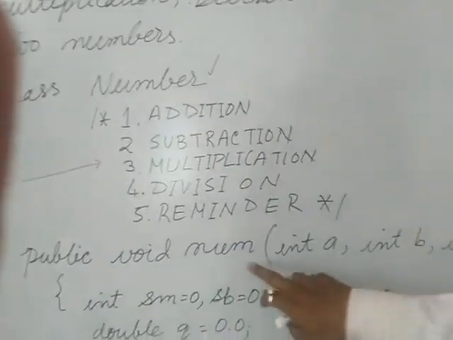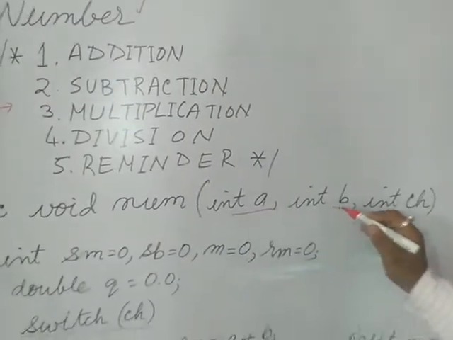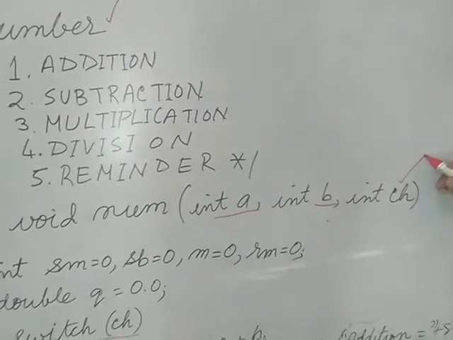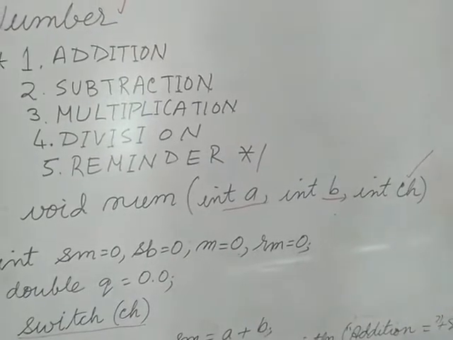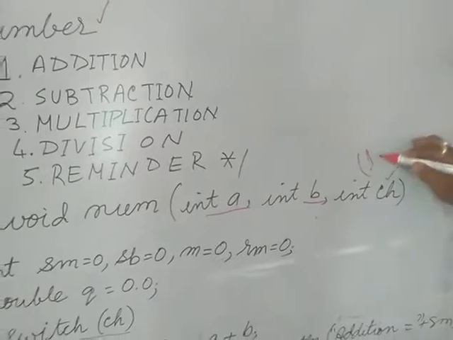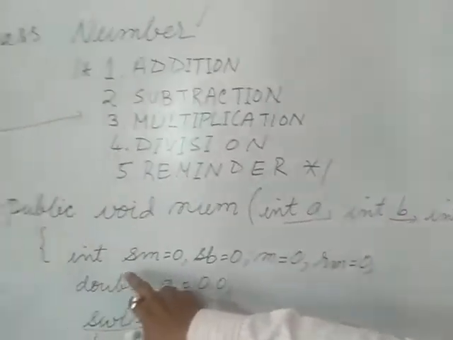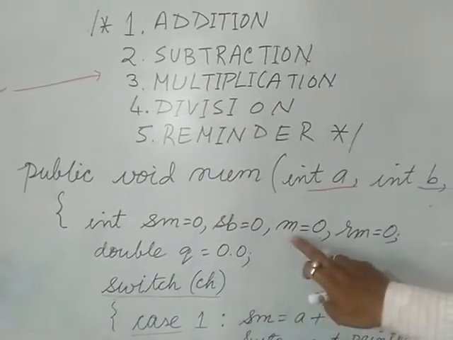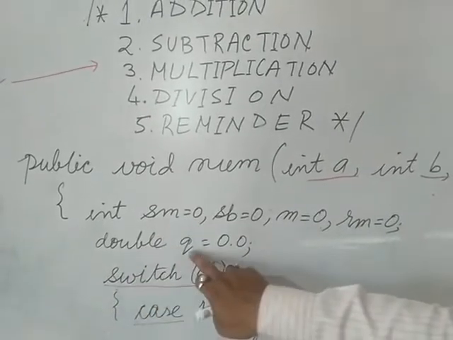We start with the method. These are the inputs, 2 numbers A and B, and CH represents a choice. Choice means out of these 5, which one you are interested in. So here I can give the options between 1 to 5. Now here I am initializing all the variables for addition, subtraction, multiplication, remainder, then double quotient.